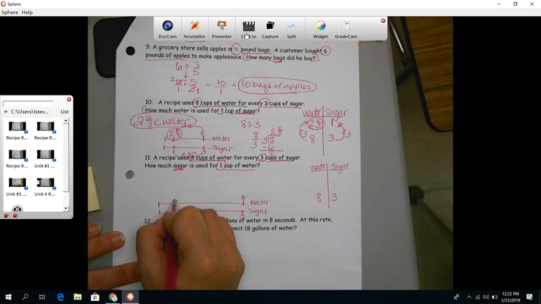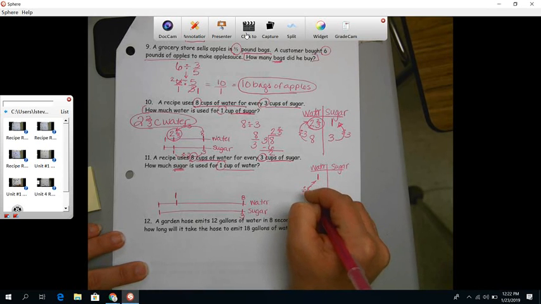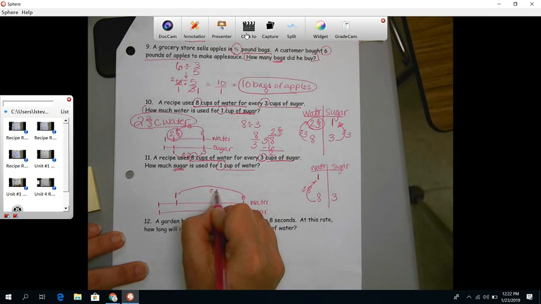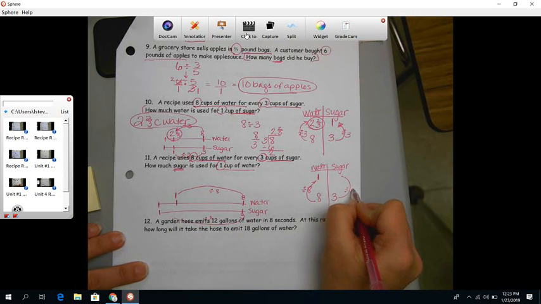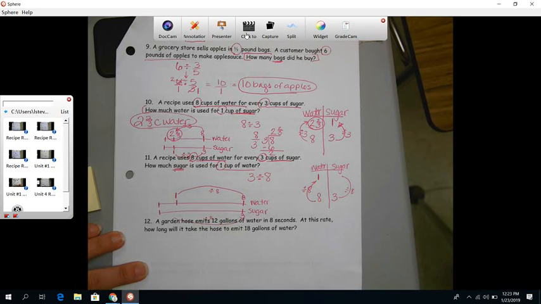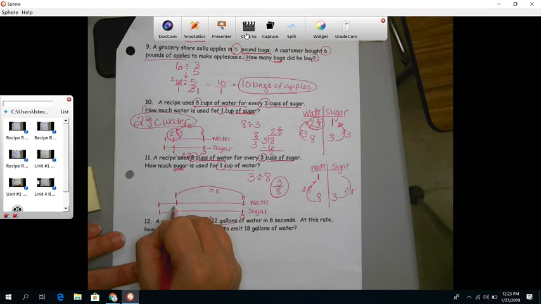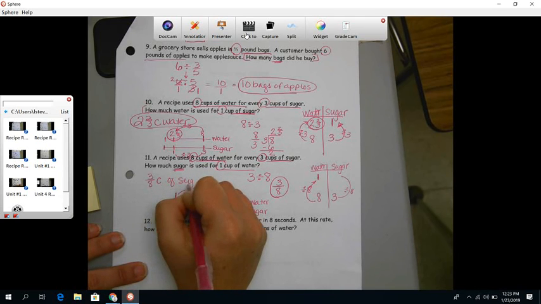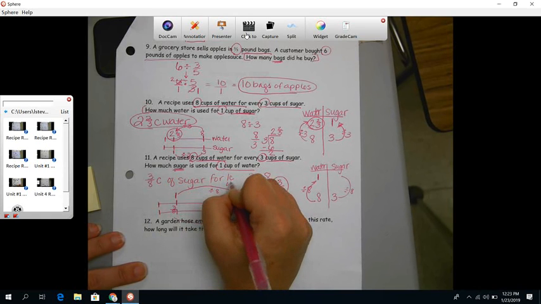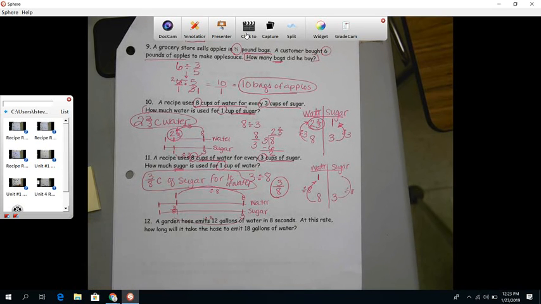Well, now I've got to get over here to 1 cup, and I've got to get 1 cup right here. So right here, that would mean I have to do 8 divided by 8 to get 1. Same thing on my double number line, I'm dividing by 8. So now I have to do 3 divided by 8. When I write it as an equation, 3 divided by 8 is the same thing as this fraction, 3/8. So my answer is, I need 3/8 cups of sugar for 1 cup of water.